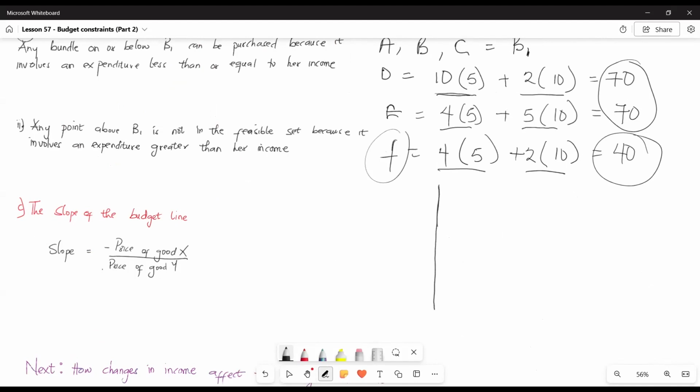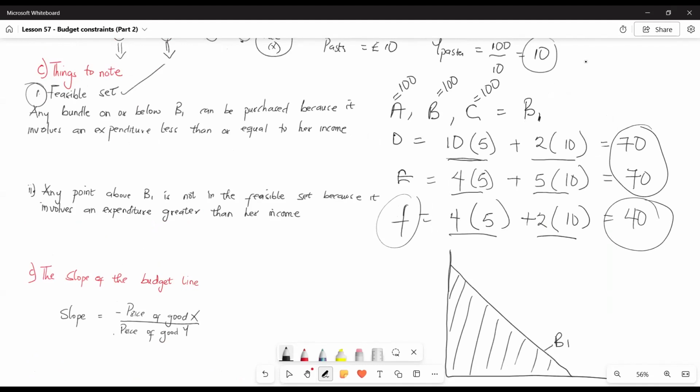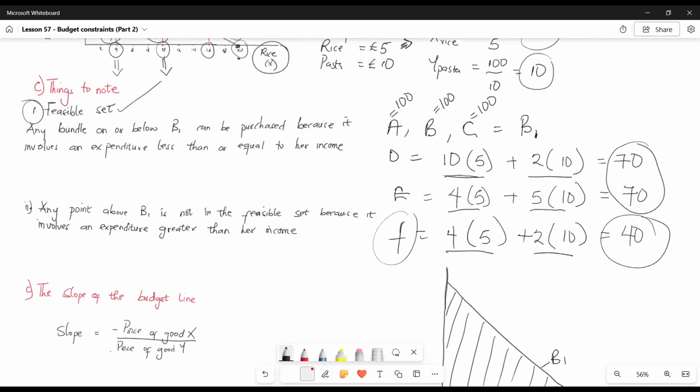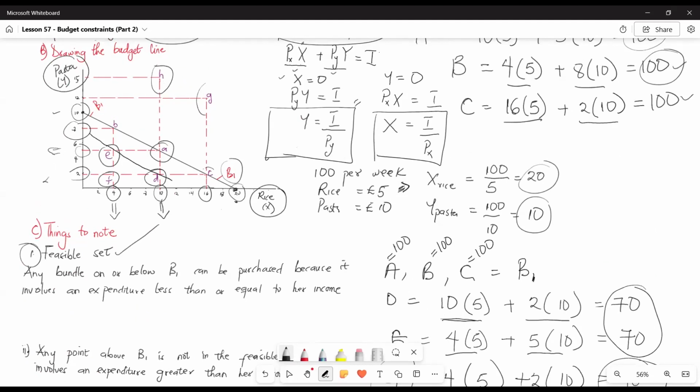What we're saying here is if you draw Ella's budget as this, which is B1, any point in this shaded area or on the budget line itself is what we call the feasible set because they can be purchased by Ella given the income that she gets and the prices of the goods. Now the next thing is any point above B1 is not feasible because it involves an expenditure that is greater than Ella's income. So let's look at an example of this and consider bundle H and bundle J.